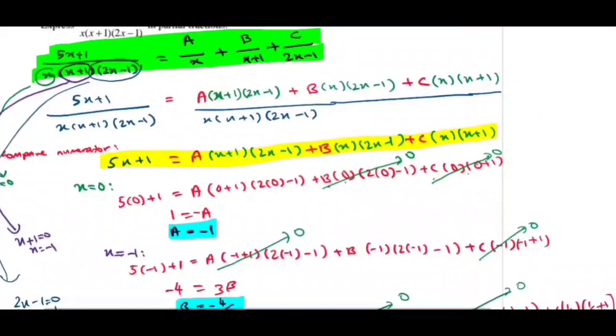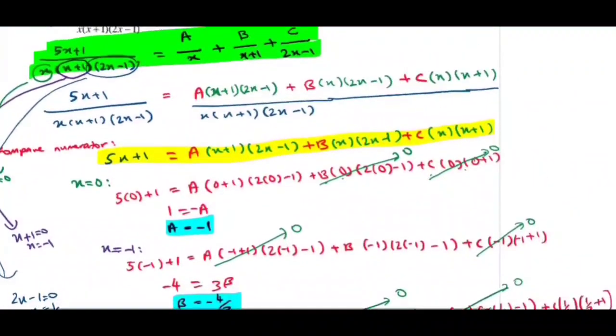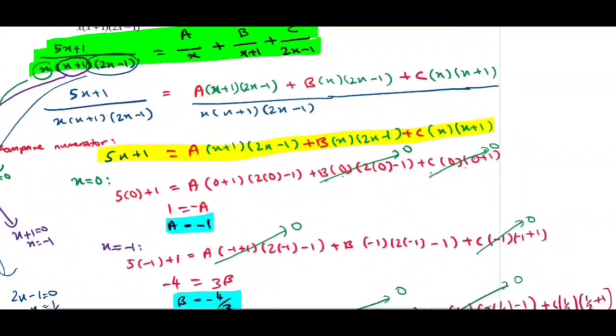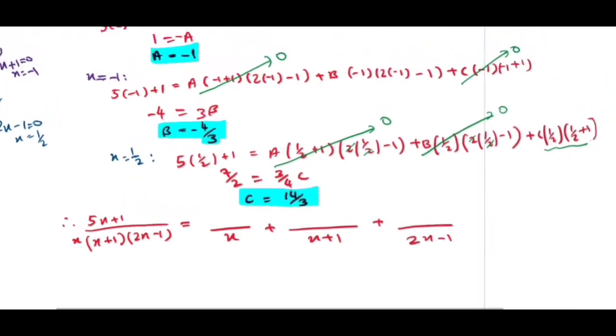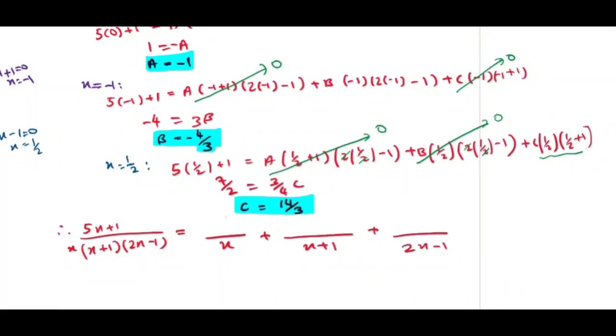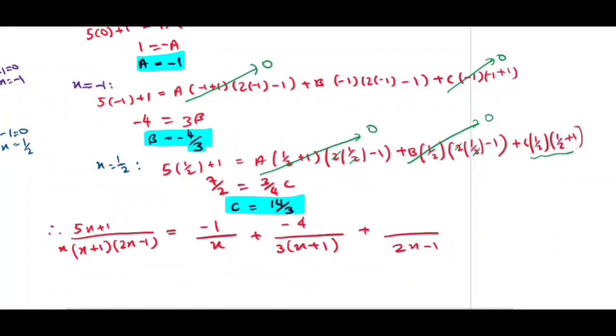Copy the same denominators. Under a is x, under b is x plus 1, under c is 2x minus 1. So I'm just going to write down the denominators first. And then I will add in my constants. So a is negative 1, I just write negative 1 on top of x. b is negative 4 over 3, but since this is a fraction, I'm going to write 3 below and put a bracket in front of the denominator. Next, c is 14 over 3. This is also a fraction, so I'm going to write 3 below. And that's your final answer.